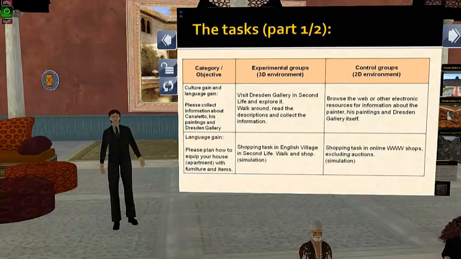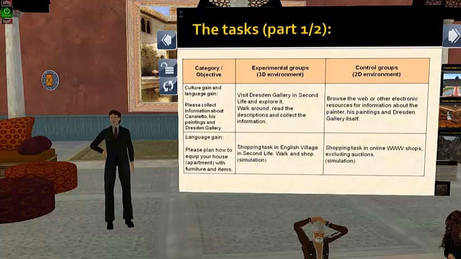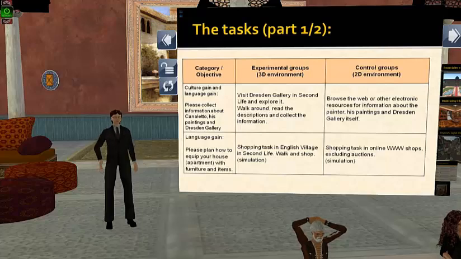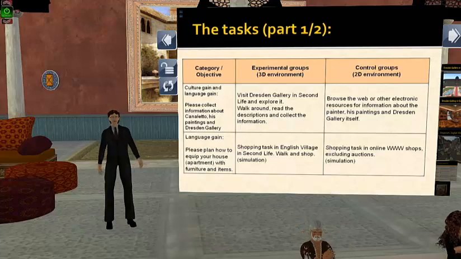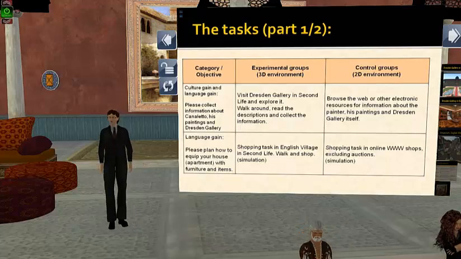In the first column, you have the category and the objective. In the middle column, you have what experimental groups did. They worked in the 3D environment. They worked in Second Life. And in the third column on the right, you can see what control groups did, who worked in the 2D environment, mostly the web. So, culture gain and language gain.